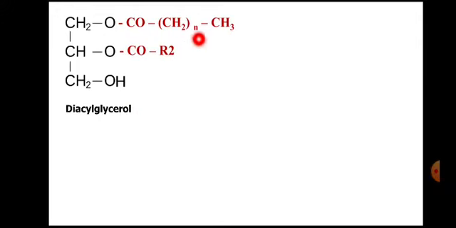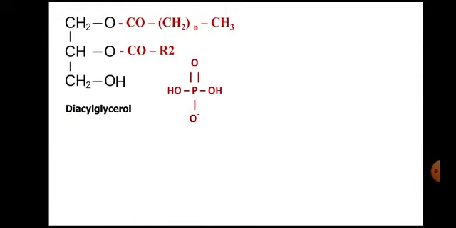So phospholipid is synthesized from the combination of diacylglycerol plus phosphoric acid. So this is the structure of diacylglycerol. You can draw this structure in your notebook. CH2OCO, this is the ester linkage, and this is the hydrocarbon chain of the first fatty acid. CHOCO, that is the ester linkage, and this is the hydrocarbon chain of the second fatty acid. And this third alcoholic group, that is CH2OH, is free. So this is the structure of diacylglycerol. Since it has two fatty acids, it is called di.